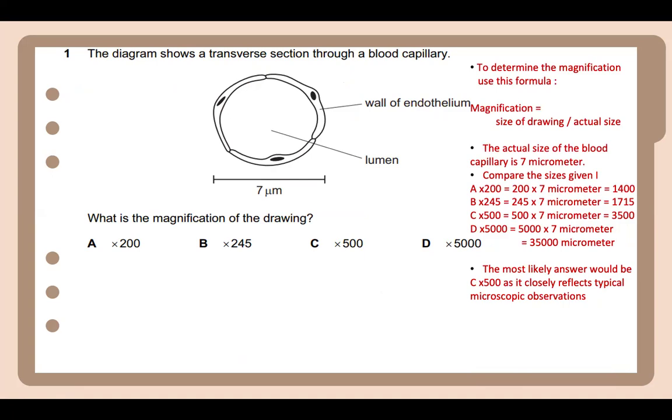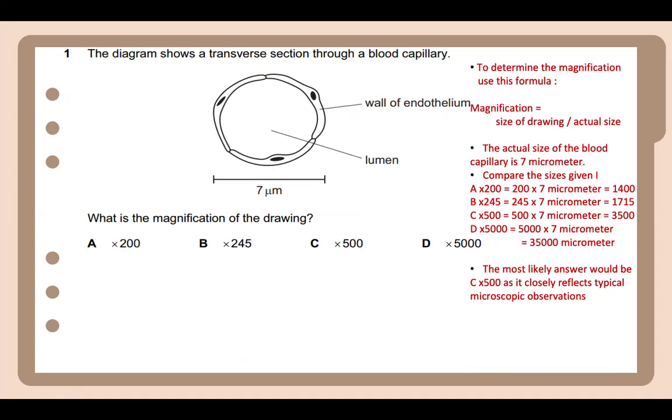What is the magnification of the drawing? To determine the magnification, use this formula. Magnification is equal to size of drawing divided by the actual size. The actual size of the blood capillary is 7 micrometers. You have to compare the sizes given.